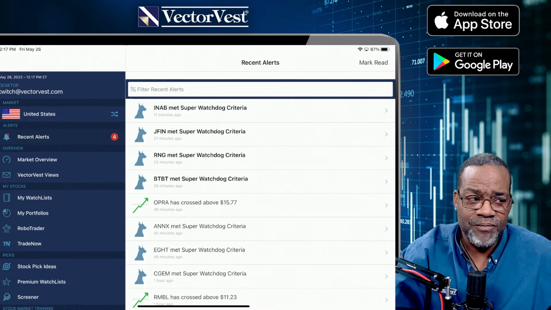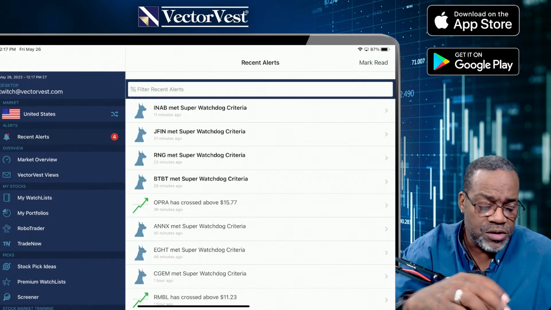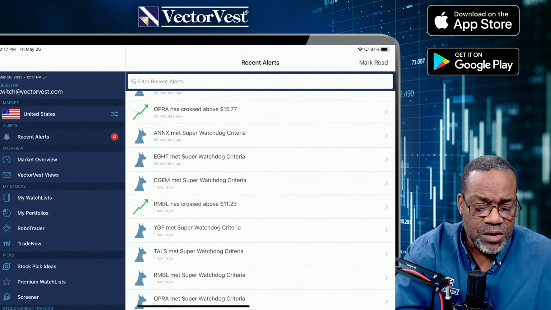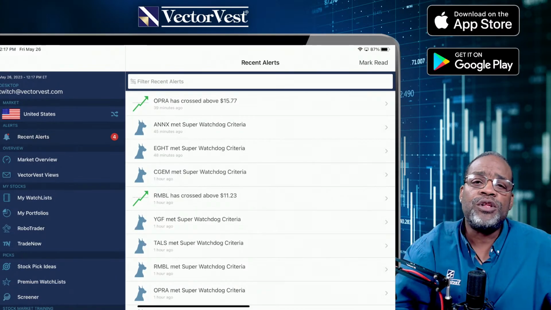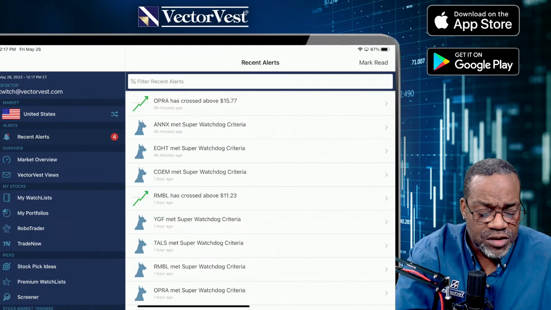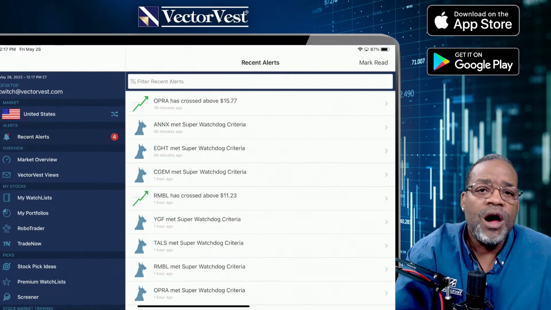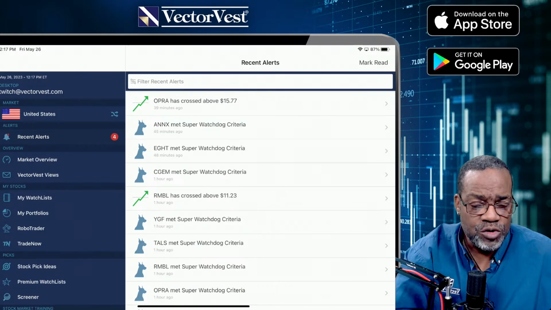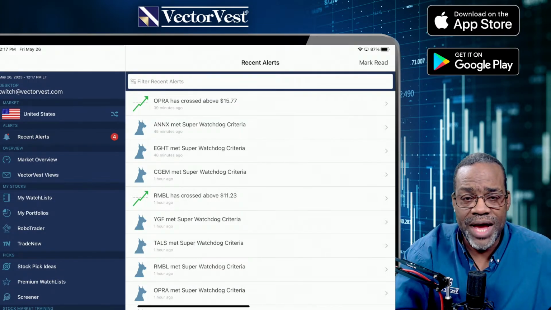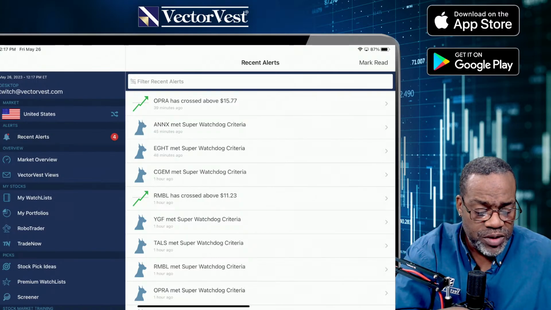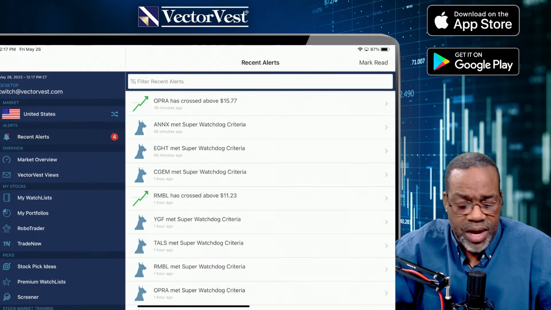Because I'm a desktop user, I have watchdog alerts. But then as the day goes along, I'm looking at stocks that hit pricing criteria. I set up alerts. You notice that the alerts that have the arrow going up are stocks that I put alerts on to let me know when they cross above a certain price. When that happens, it sends me an alert, and then I go and buy them into my portfolio.